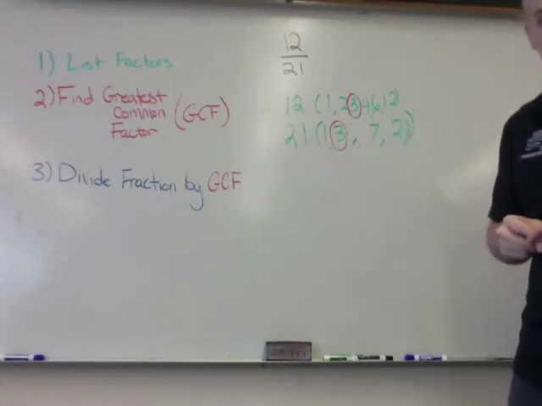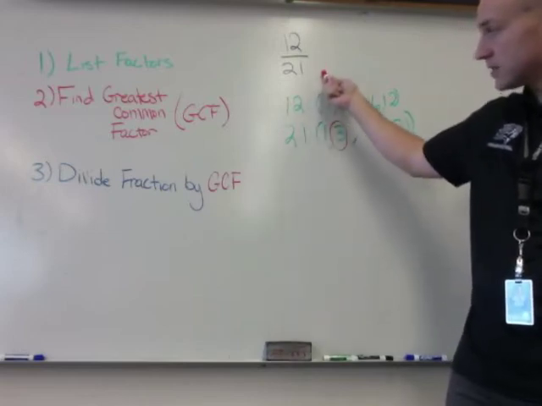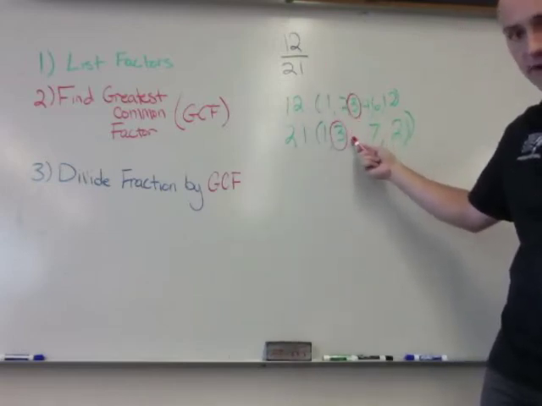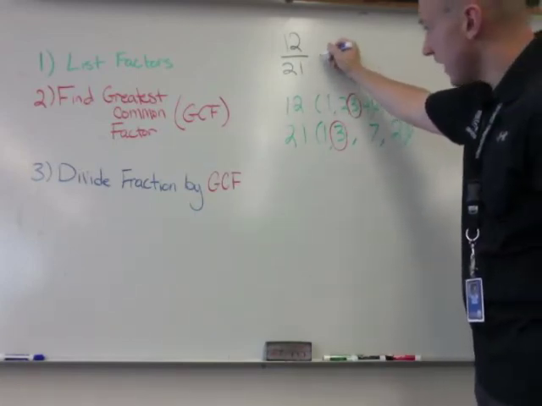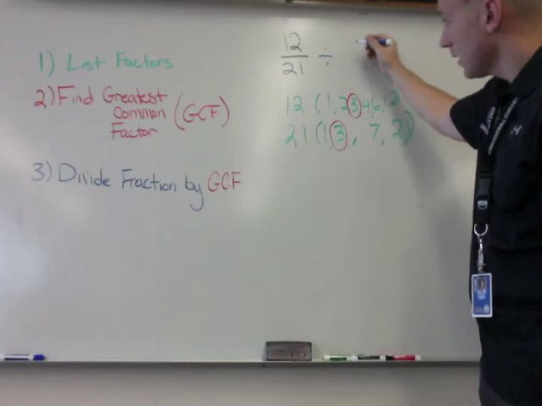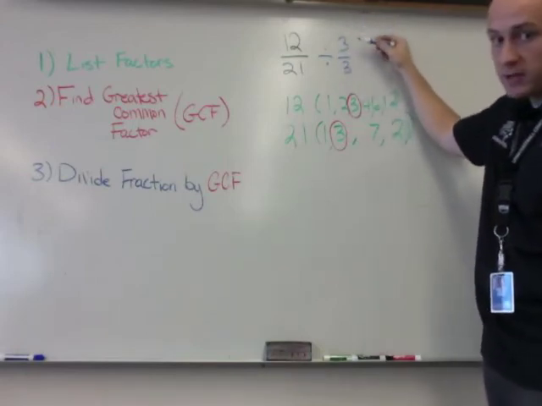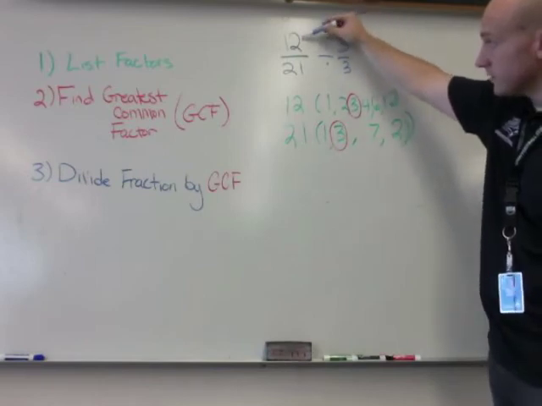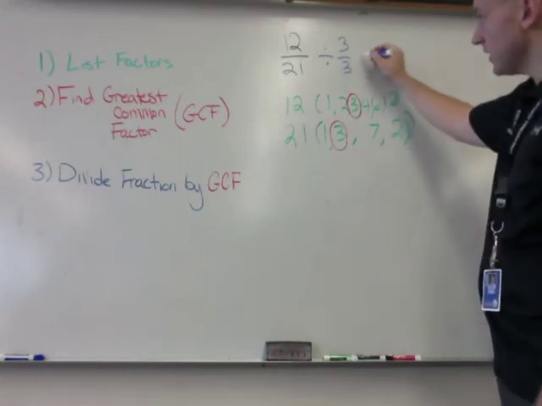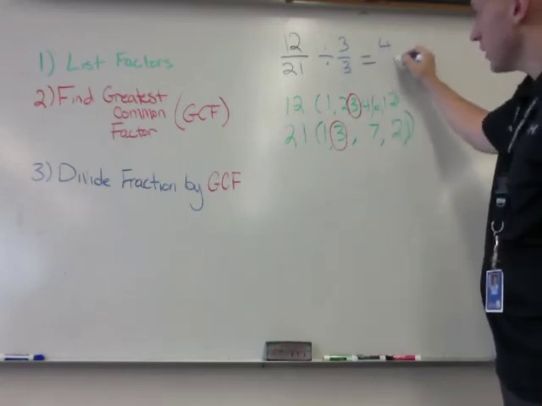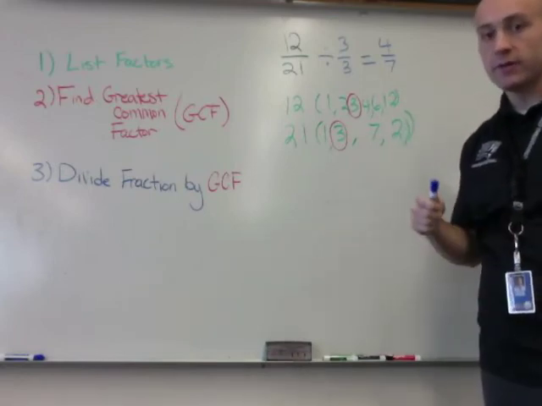So the next step, after we find the greatest common factor, is we divide our fraction by the greatest common factor. So we have 12 over 21, and we are going to divide it by 3/3. We divide it by 3/3 because we need to divide 12 by 3 and 21 by 3. So if we divide it by thirds, we will get 4/7. And that is your simplified fraction.